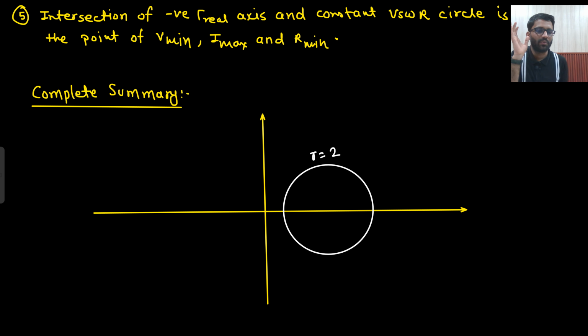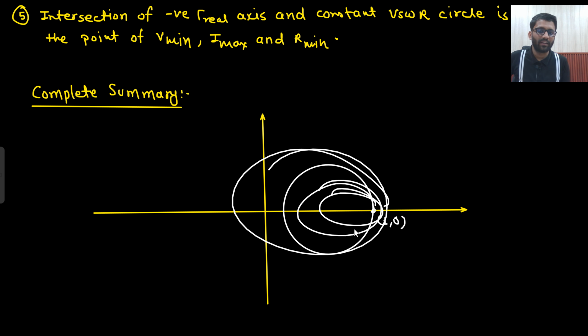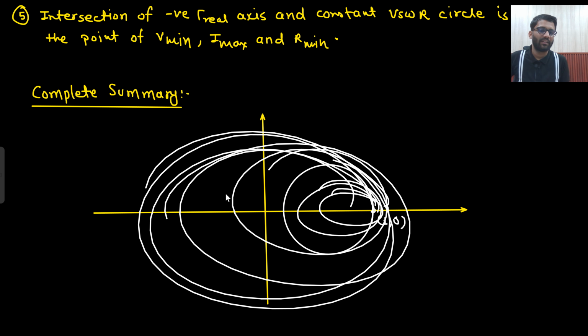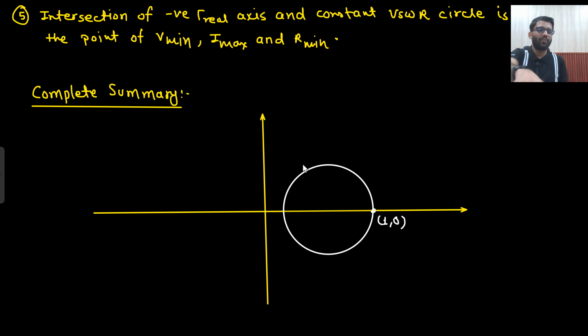It could be r equals to 2. And certainly this circle will pass through 1, 0. What I am saying is that all the constant resistance circles originate from 1, 0. So there will be infinite circles like this, right? One of the circles I am making. I am not sure what the value of r is, but certainly it will be greater than 1 because this is my r equals to 1 circle.